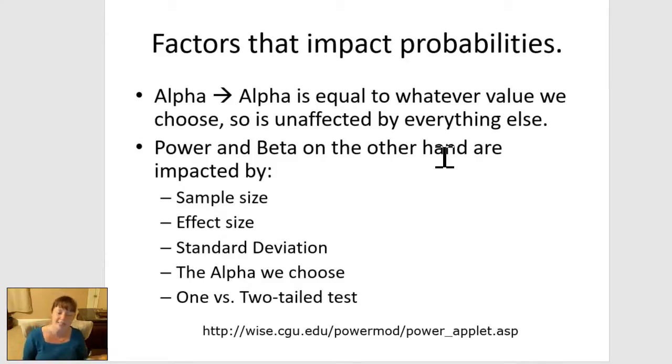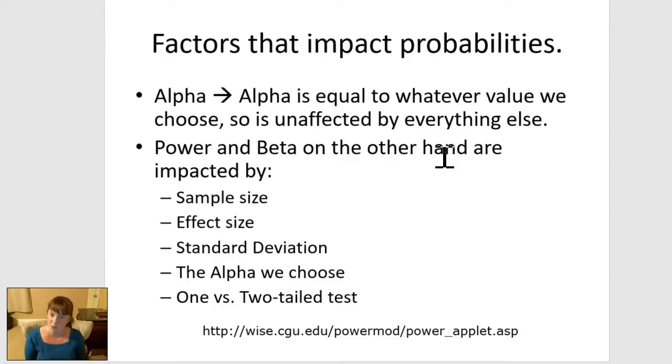So usually you just set it at 0.05. You say, I'm willing to accept a 5% error rate. I'm willing to reject the null, even if the null is true, 5% of the time, which is why it's normally set at 0.05. That number, 0.05, just feels good to researchers. But alpha doesn't change except by what you decide it's going to be. But power and beta, on the other hand, can and are affected by aspects of your study.